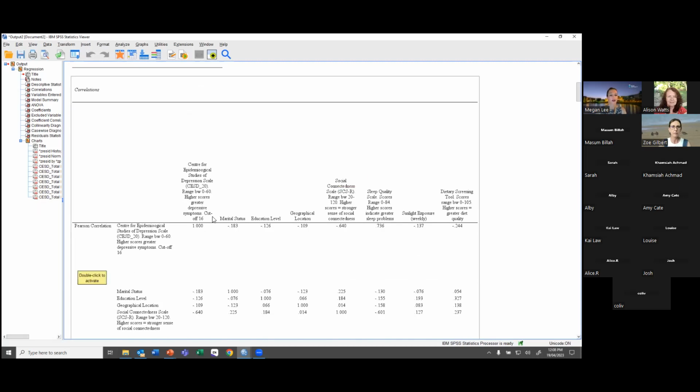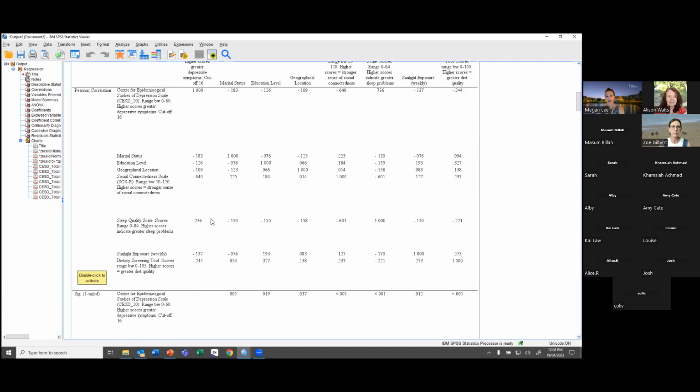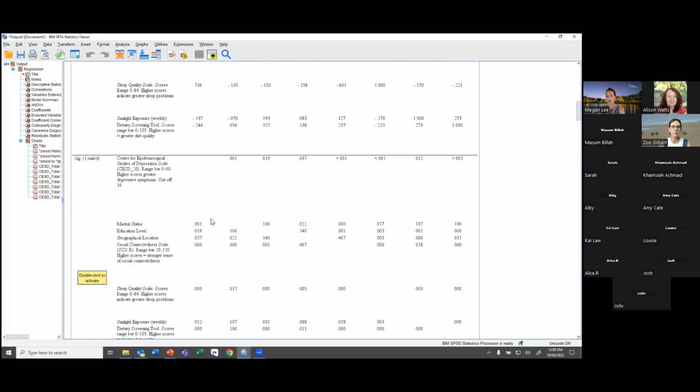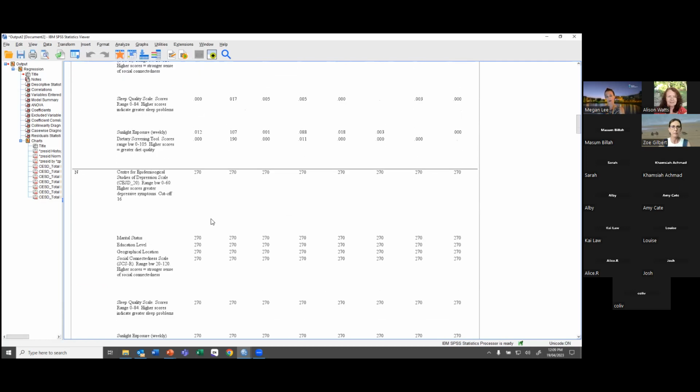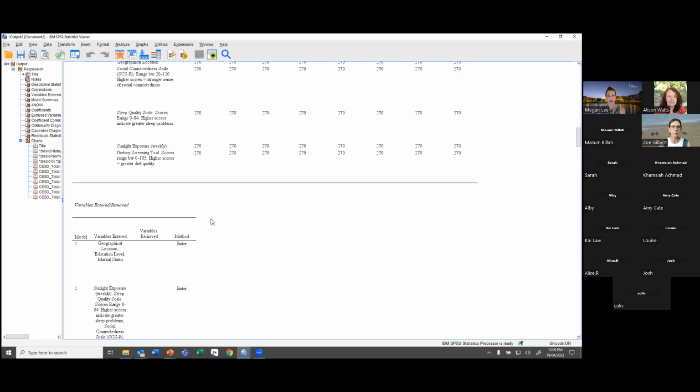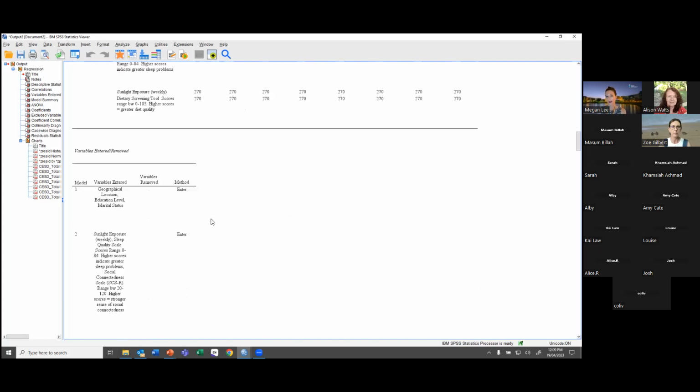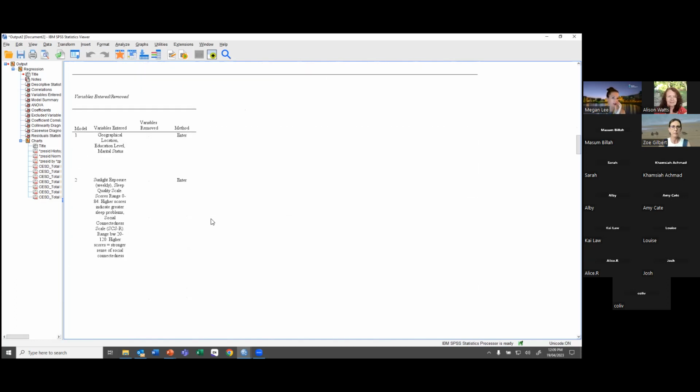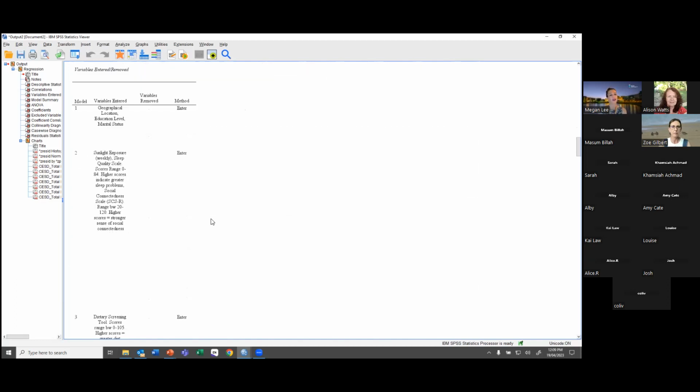Again, this is a correlation matrix we just looked at, so we won't need to look at that. That will tell you whether or not the predictors are significant with the outcome and whether they're too highly related to each other. We've already done all that, so we don't need to do that again.